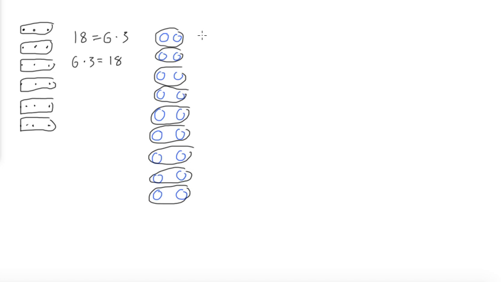So in this case we have 18 equaling 9 groups of 2. Or you could rewrite that as 9 times 2 equals 18. And then another example, it would be this.